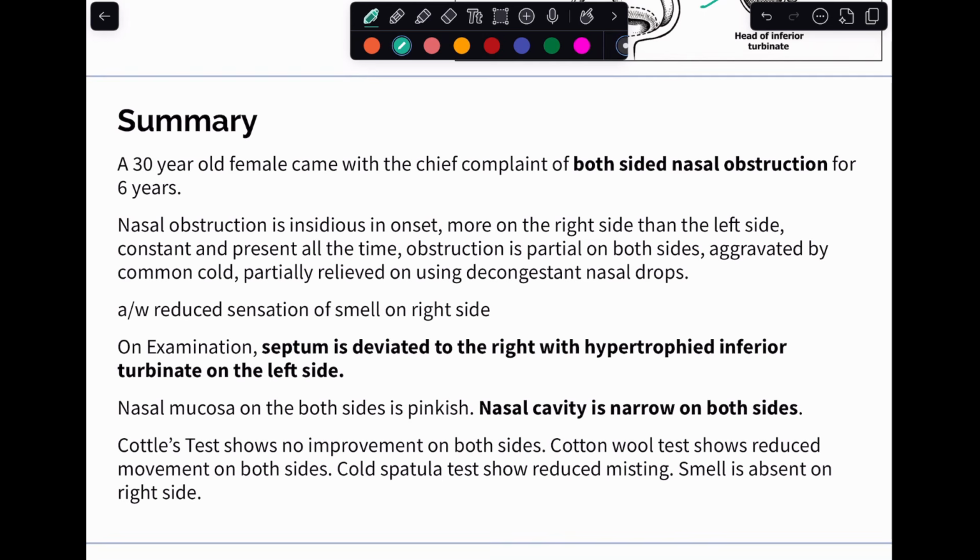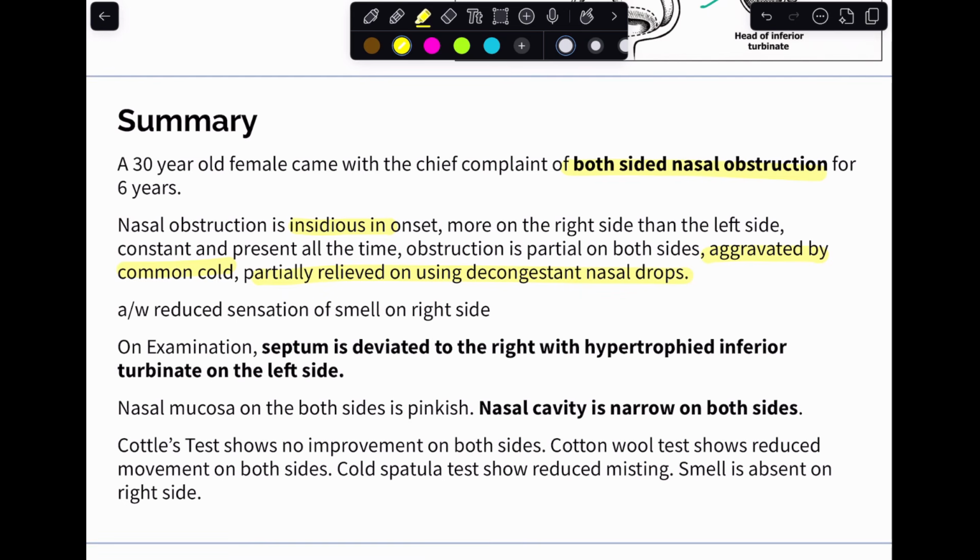So in our case, a 30-year-old female came with a chief complaint of both-sided nasal obstruction for about 6 years. The nasal obstruction is insidious in onset, more on the right side than the left side, constant and present all the time. Obstruction is partial on both sides, aggravated by common cold, and partially relieved on using nasal decongestant drops. This is associated with reduced sensation of smell on the right side.